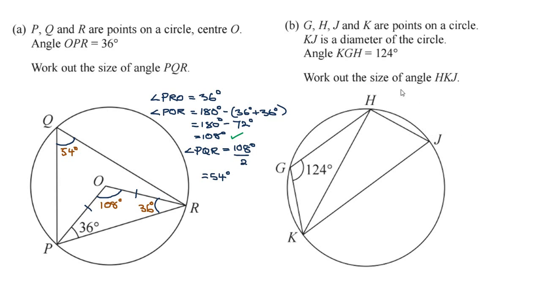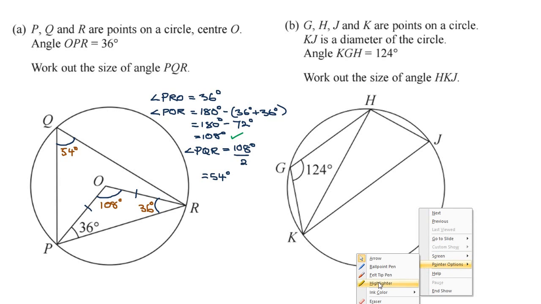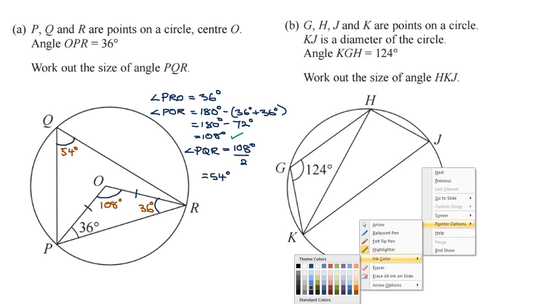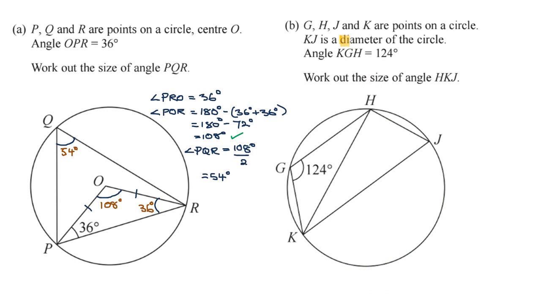So part B says G, H, J and K are points on the circle. So we've got 4 points on the circle now. KJ is a diameter of the circle. And if that's a diameter, and it's worth highlighting that, if it's a diameter, then there must be a centre.